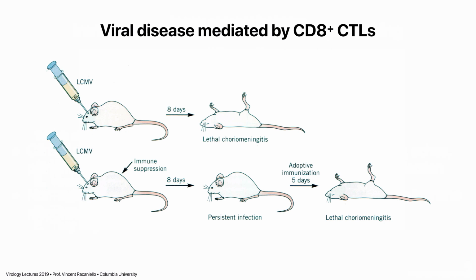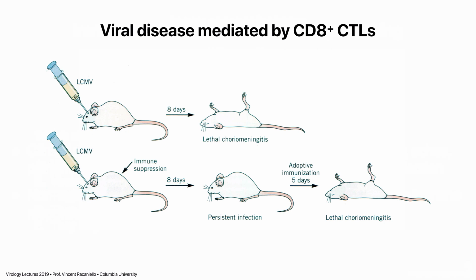Within 8 days the mouse is dead from a lethal infection. If at the time of inoculation you immune suppress the mouse, you can give it a global immune suppressant so that every part of the immune response is suppressed. These mice survive and they have a persistent infection for as long as they live, but they're fine. So apparently the virus is not killing them.